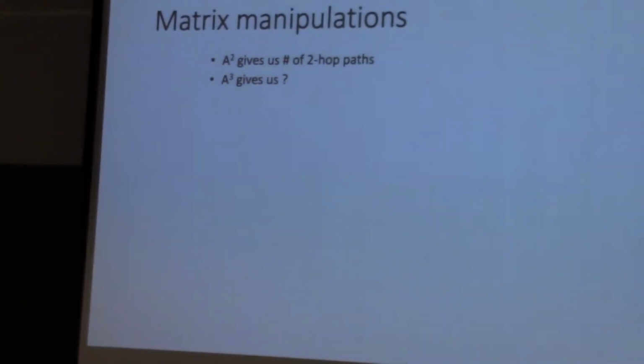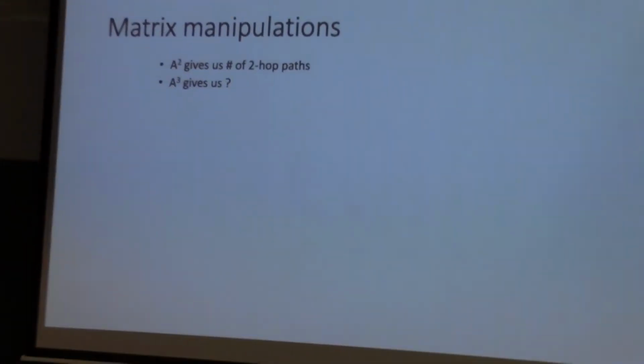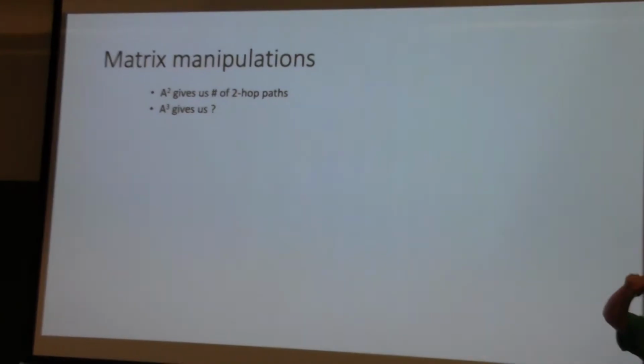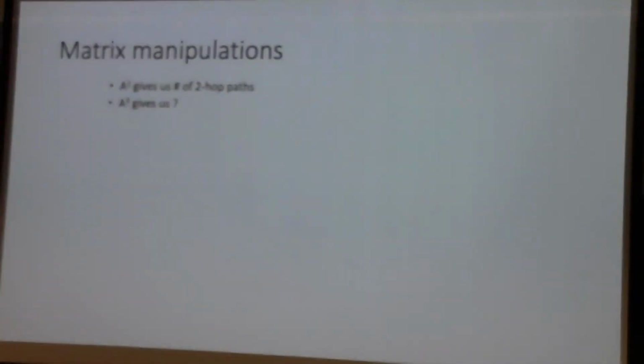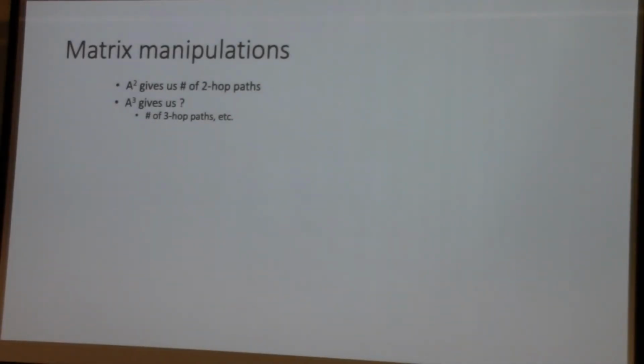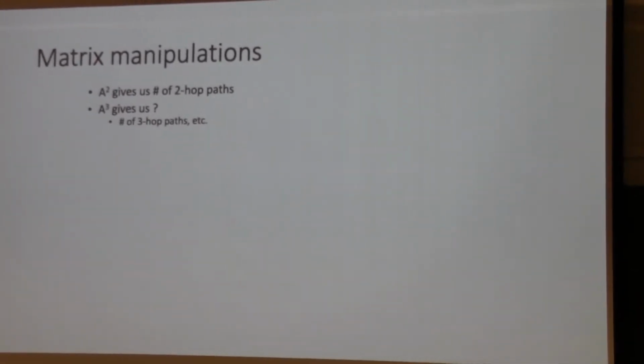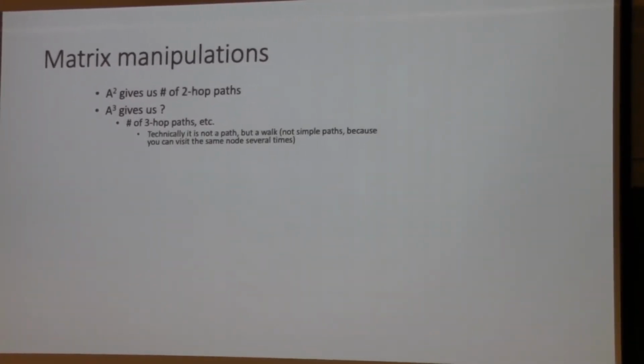So A squared gives us 2-hop paths. A cubed, what does A cubed give us? Well, it's A squared times A, so basically we have a 2-hop path plus one more. It gives us the number of 3-hop paths. So you can see the powers of the adjacency matrix tell you how many paths there are.